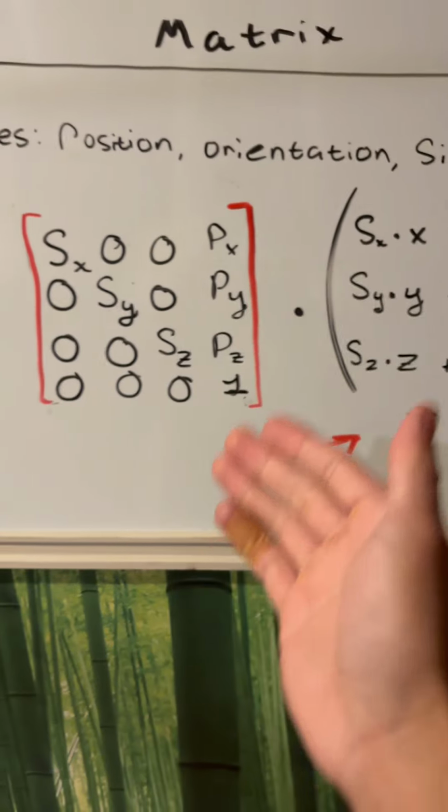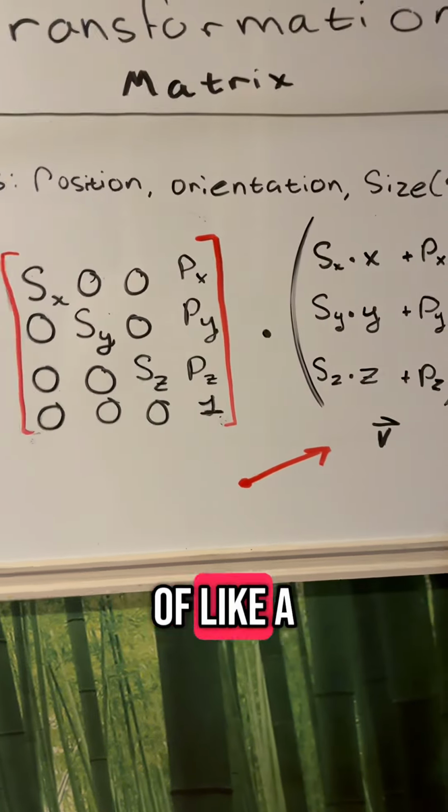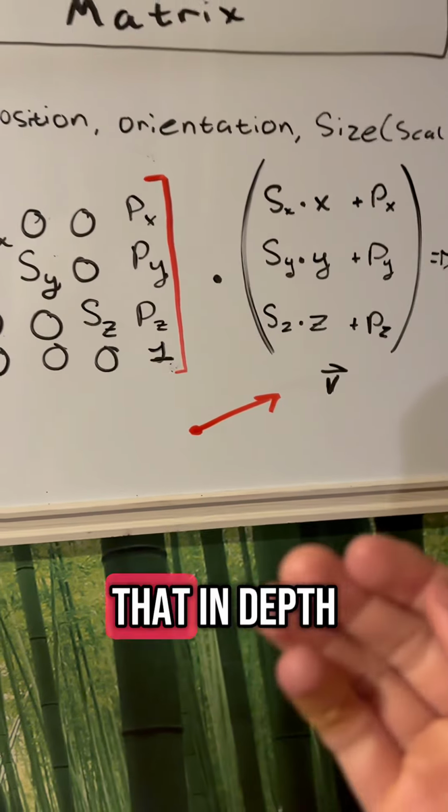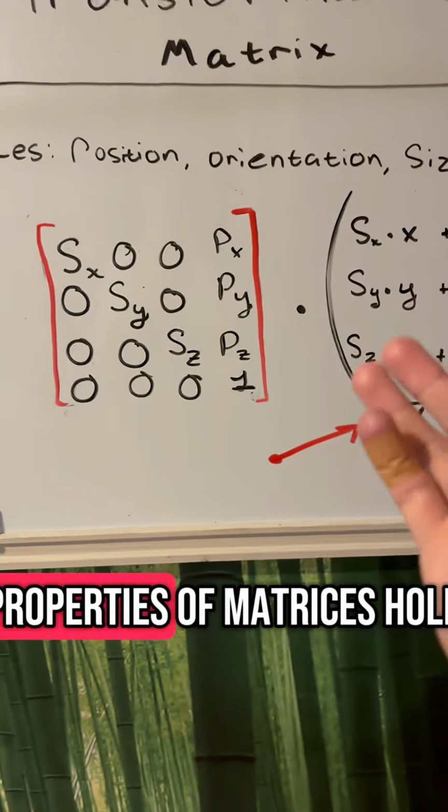on where it is. And in terms of orientation, this is more of a difficult process, and it has to involve sine and cosine. I haven't gotten that in depth into it, but those are the properties these matrices hold.